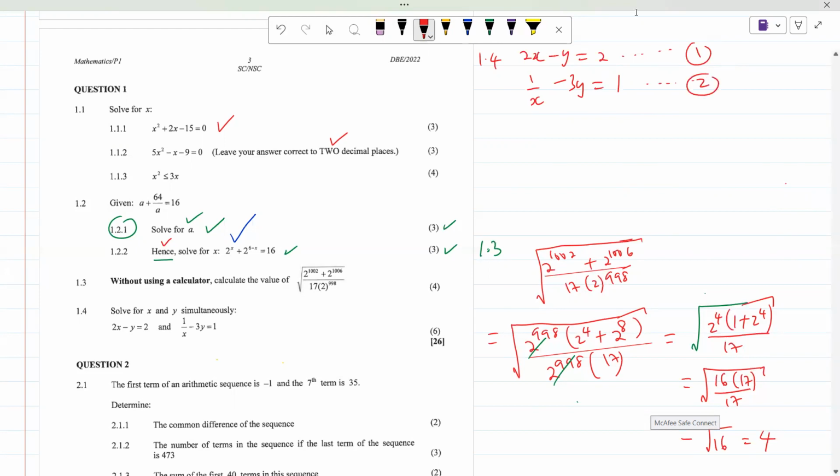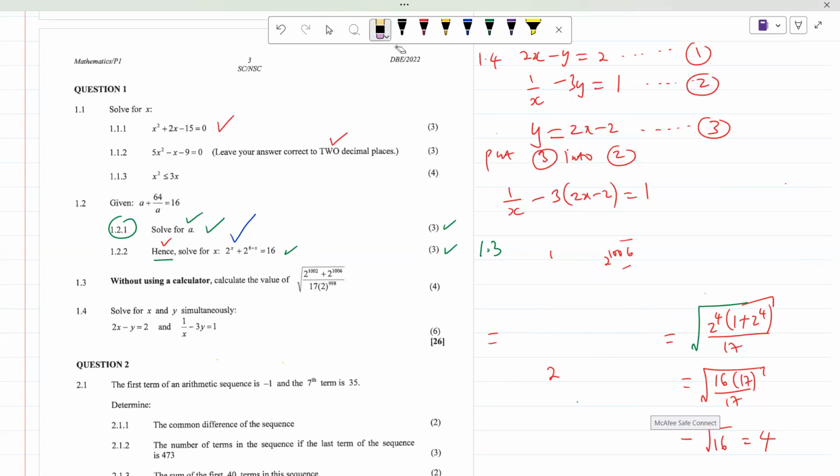We need another equation, equation 3, which we can obtain from the first equation by making y the subject. So it is y equals 2x minus 2. What we do is put 3 into 2, which means we would have 1 over x minus 3 times y, which is 2x minus 2, equal to 1. Okay, we get this.